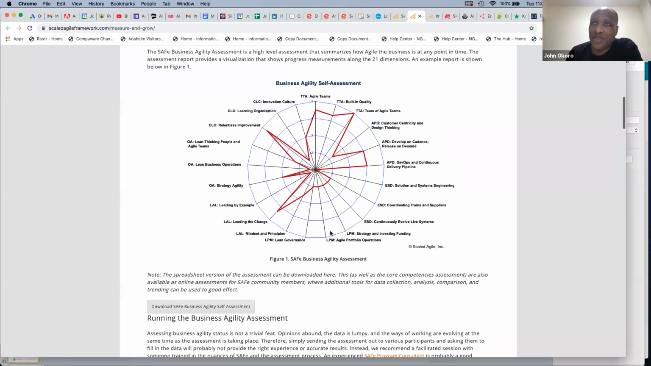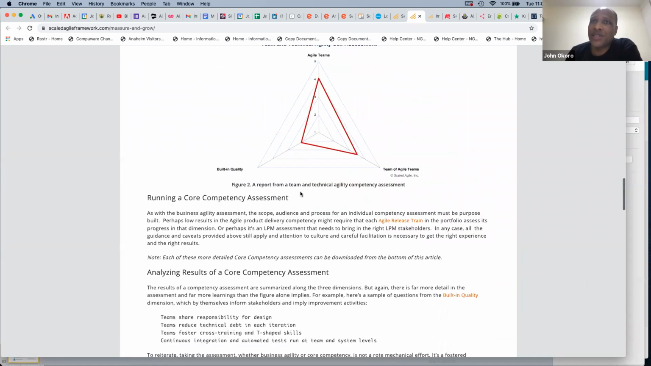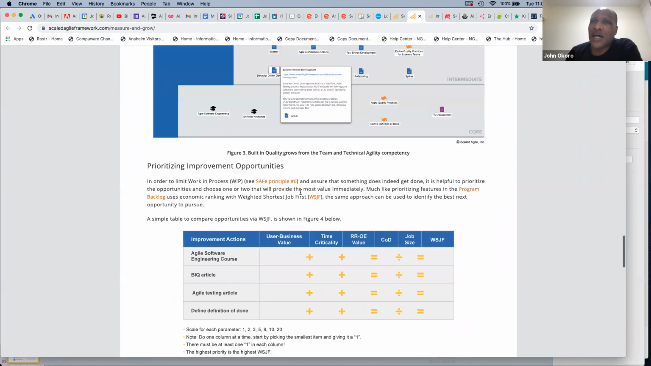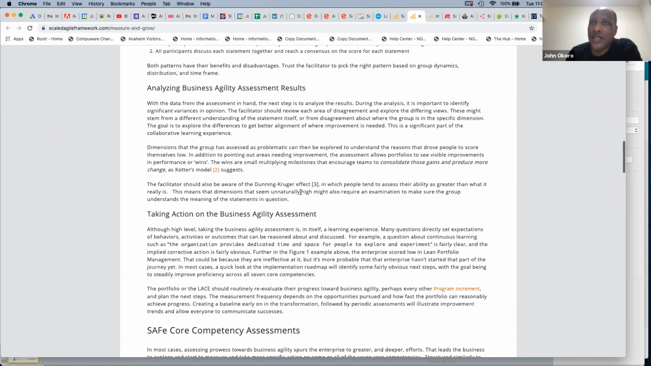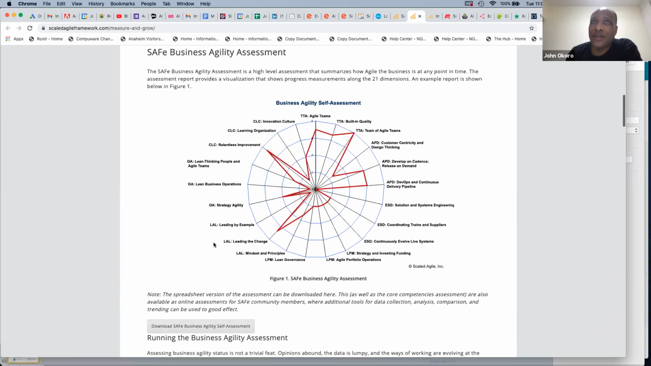You have one for business agility, all the competencies. There's another one, team and technical agility. There's quite a few, actually. And then they also have some for, I think, team level Agile and release train program level Agile as well. So you can just go over here and download these under measure and grow, and they'll give you all the questions that you need to be able to run these assessments and then get this kind of output for your team. Mm-hmm. Okay, very cool, thanks.